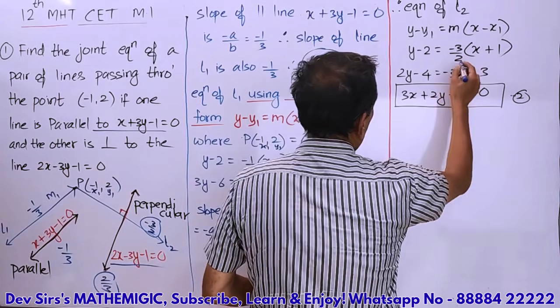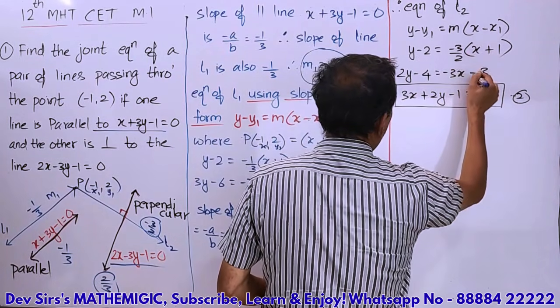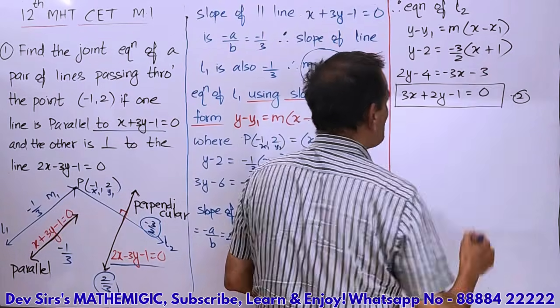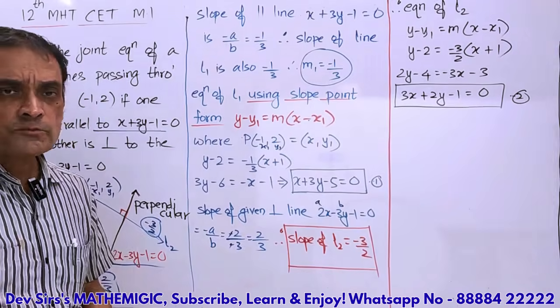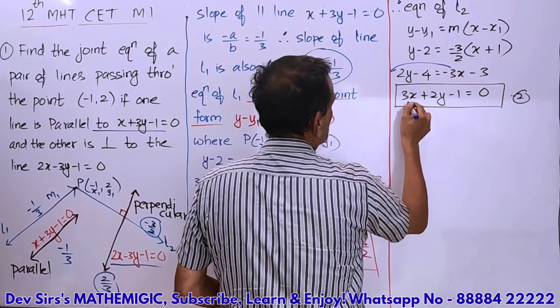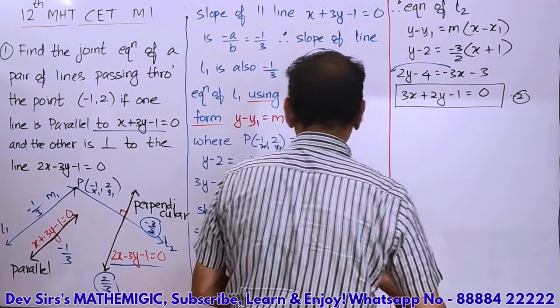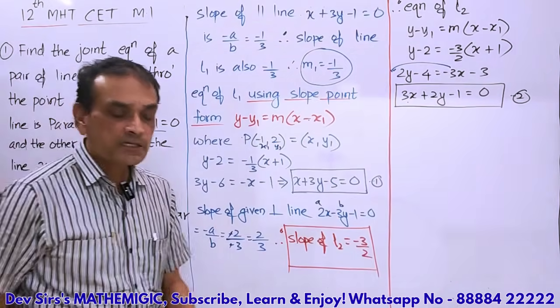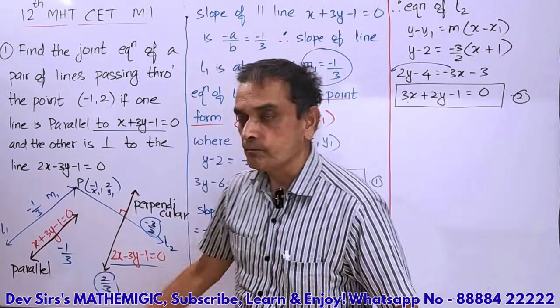Cross multiply करो. 2y minus 4 is equal to minus 3x. Minus 3 into plus 1 is minus 3. Take all terms on the left hand side. This becomes plus 3x plus 2y, minus 4 plus 3 gives you minus 1 equal to 0. That is how we get equations of L1 and L2.